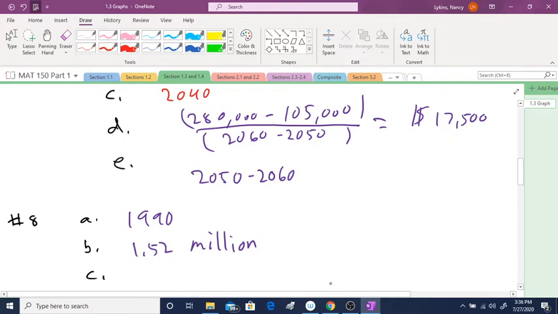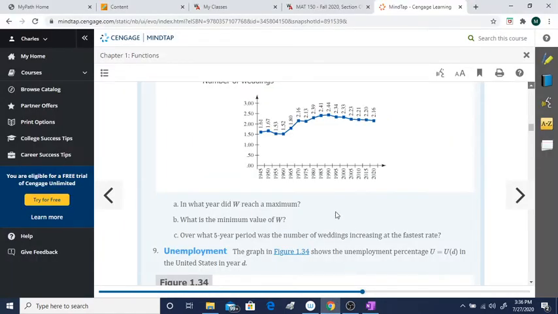And finally, what 5-year period does it increase the fastest? Well, some of them decrease, some of them look straight. I'm looking at between 65 and 1970. Now notice if you subtract them, if you take the 1.8, subtract the 1.52, you're going to get 0.28. That's going to be the highest. Let's see. That's a pretty high value.